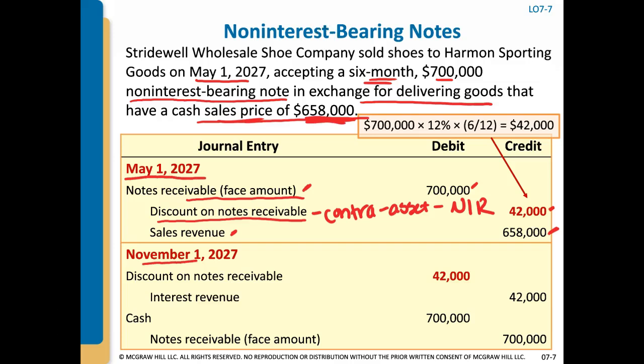On November 1st, the note comes due. Let's go to the second entry first. The note comes due. You're going to pay me $700,000. That's what my note receivable was for. That's what I had recorded. My note receivable was this $700,000. So I'm going to credit $700,000. Okay, so that's one of my 2 entries on November 1st, 6 months later. I'm just going to draw that line a little bit better. It's not very straight. That's okay.